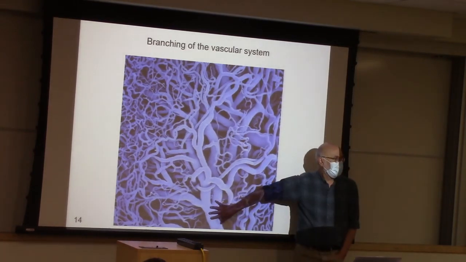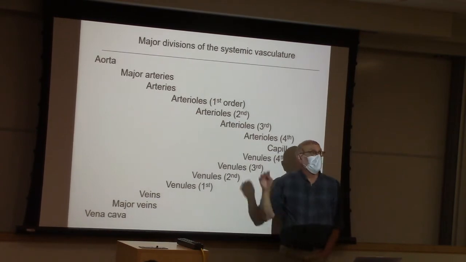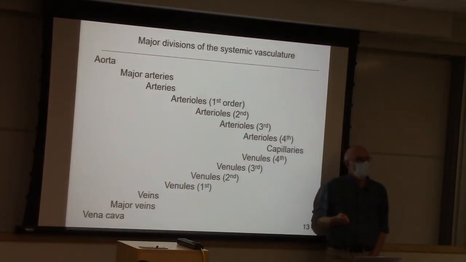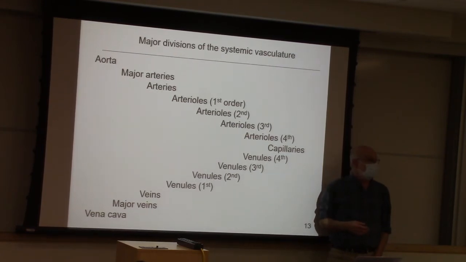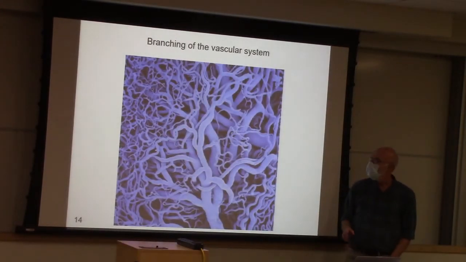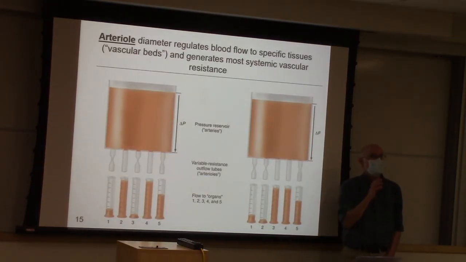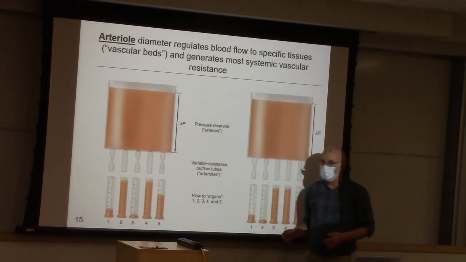The arterioles are where blood pressure and blood flow are controlled. Why? Well, you'll see. The arterioles are the most important part of the circulation for controlling systemic vascular resistance. So remember the equation.